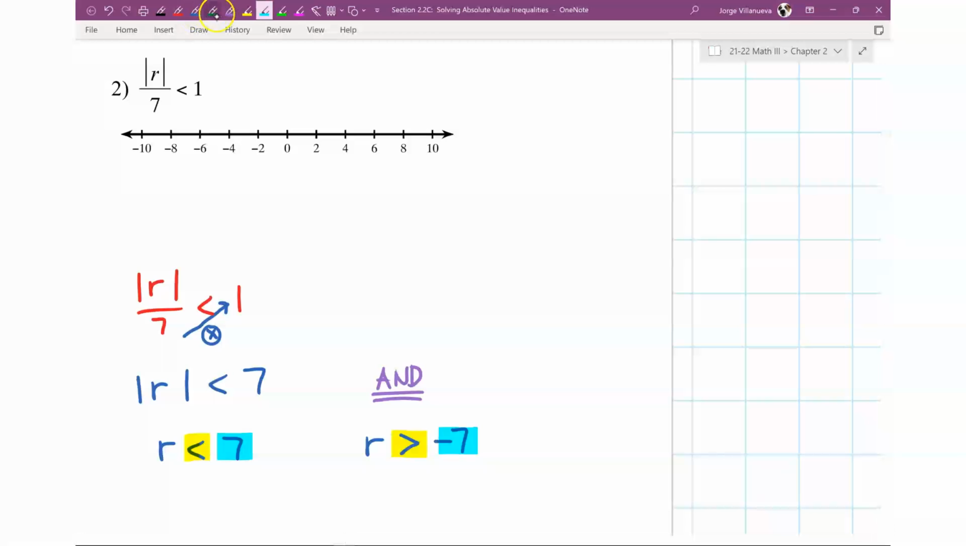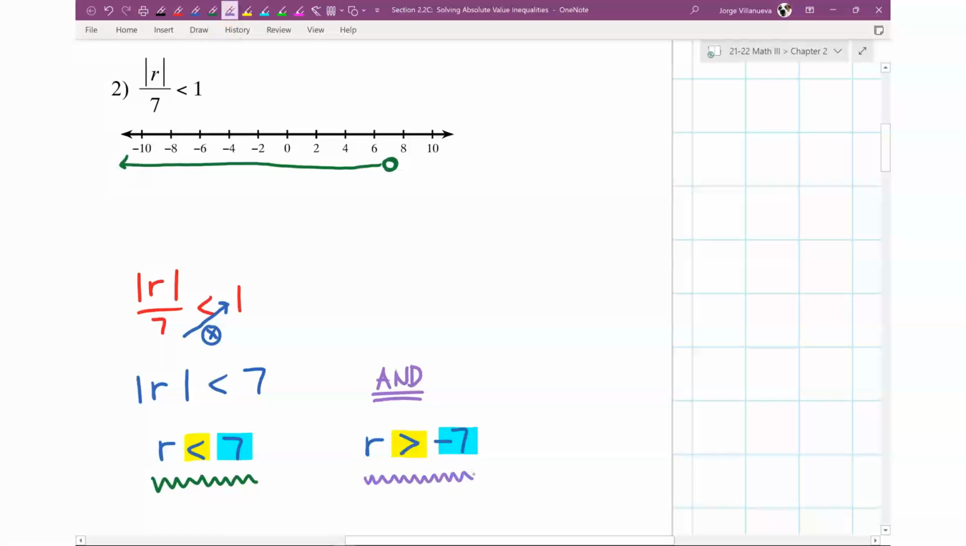So let's do that. Let's start with this green one here. r is less than 7. So less than means I should have an open circle. I'm going to put the lines under it, okay? So it's 7, open circle right here. And it's going to go to the left. Now the other one says r greater than negative 7. So I'm going to go to negative 7. Greater than means open circle. And I should be going to the right.